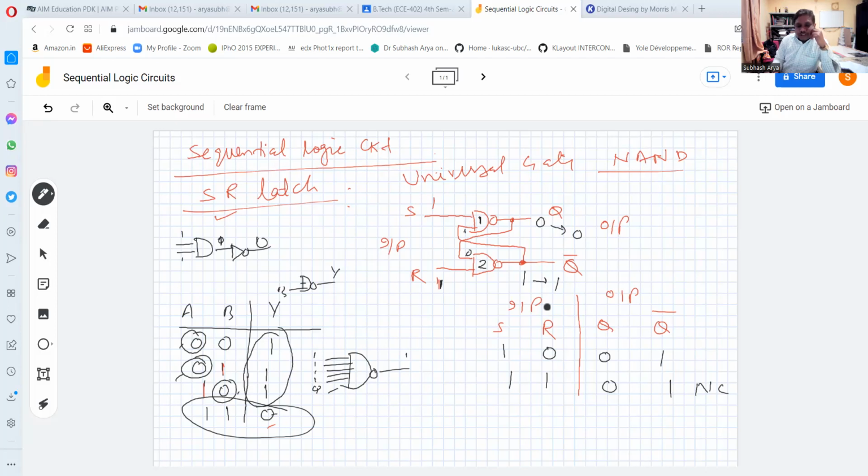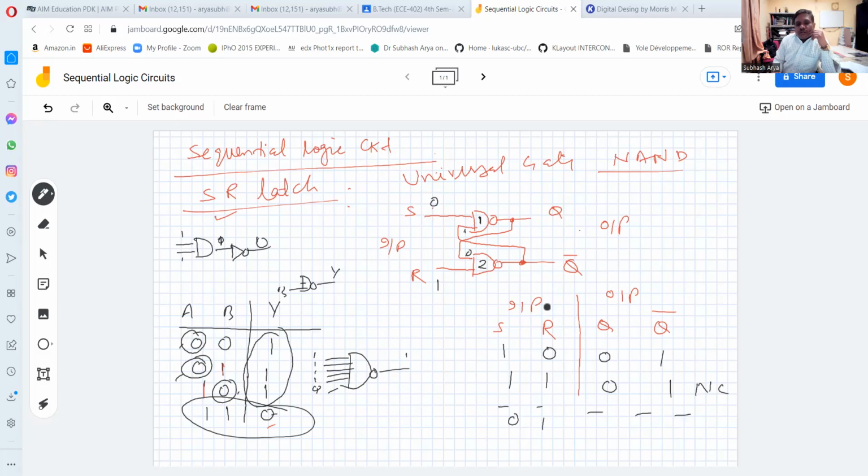Now take another scenario. Instead of 1 0, it is say 0 1. There is no time sequence, that is why I am taking it this way arbitrarily. So S is equal to 0, R is equal to 1.